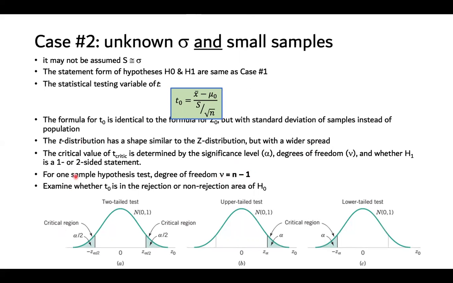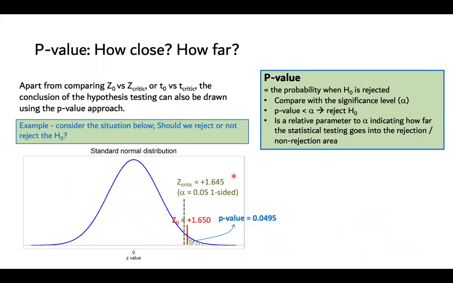For this one, we examine the t, and it's also similar to the z. It can be a two-tail test with critical regions on both sides, or on the upper or the lower side for a one-tail test. Okay, let me continue. This one I also need to emphasize: the p-value.